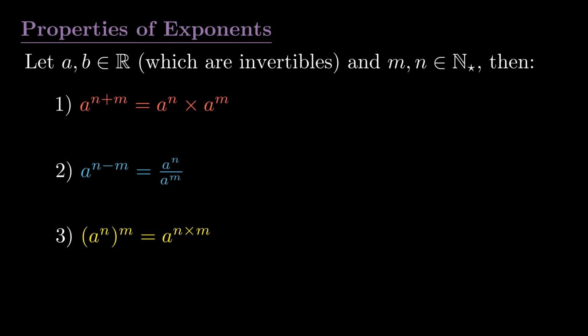As a third rule, if you have a to the power of n and all this to the power of m, then you multiply the exponents, so it's a to the power of n times m. And finally, for the last one, if you have a multiplication a times b and all that is to the power of n, then you can distribute this n inside the parenthesis to the different elements of the multiplication. So it's equal to a to the power of n times b to the power of n.